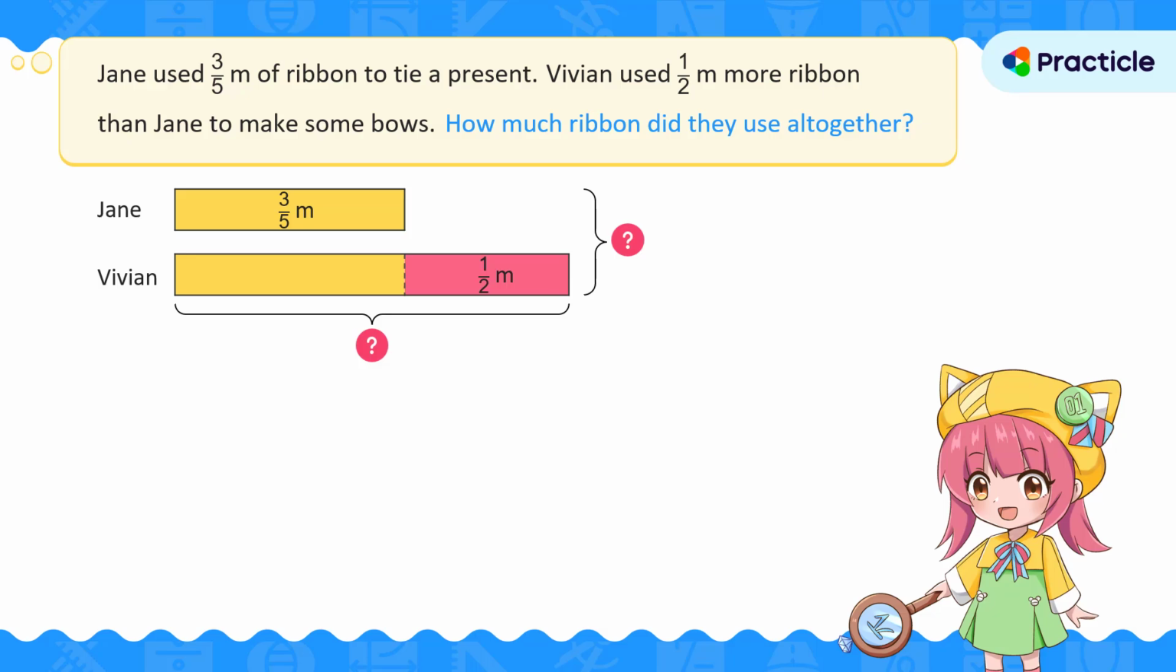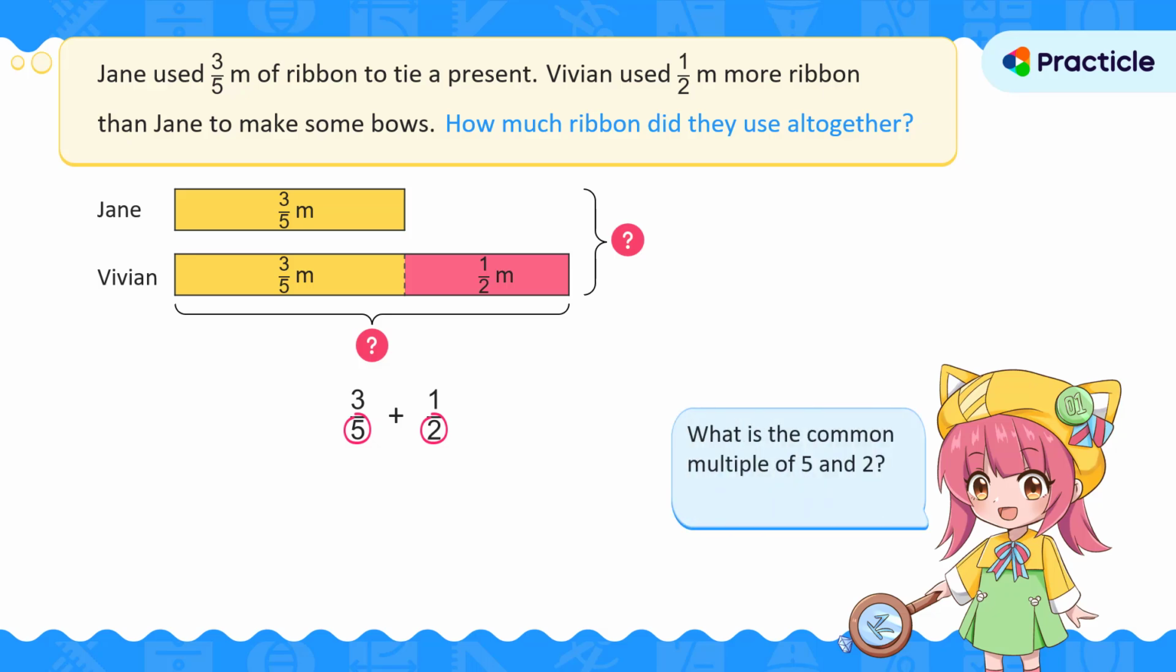Are you ready to solve this? Let's add 3/5 and 1/2. Notice how the denominators are not the same? What should we do when we're adding fractions with different denominators? Yes, we need to make the denominators the same. What is a common multiple of 5 and 2? I hope you said 10.